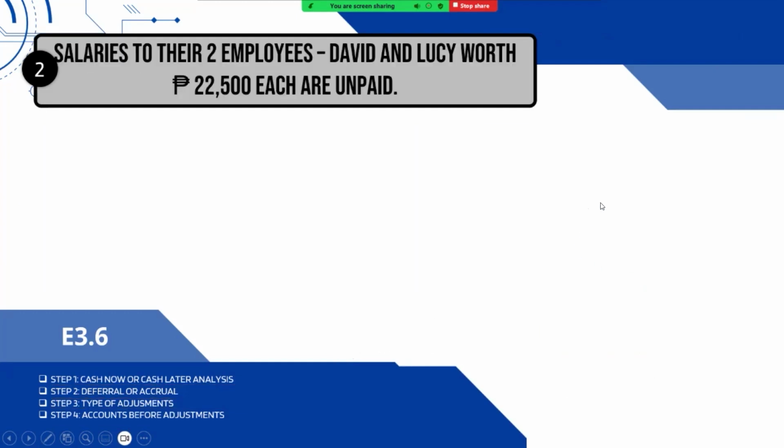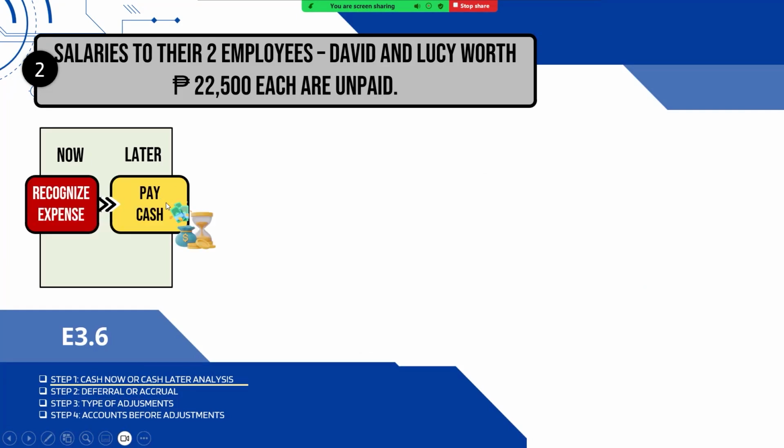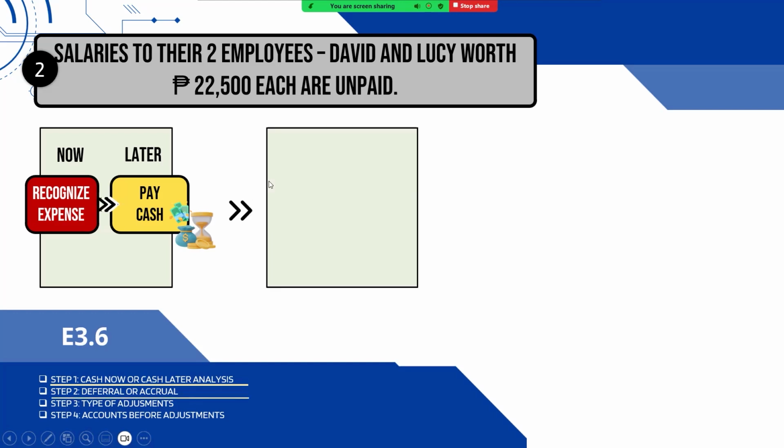Number 2 would be an example of our salaries payable, right? If you're having a hard time with accruals and deferrals, the first question you ask would be step 1, cash now or cash later analysis. Did we pay cash now? No. What we did was we recognized the expense and we'll pay cash in another period. So is it a deferral or an accrual? Well, obviously, it would be an accrual, cash later.